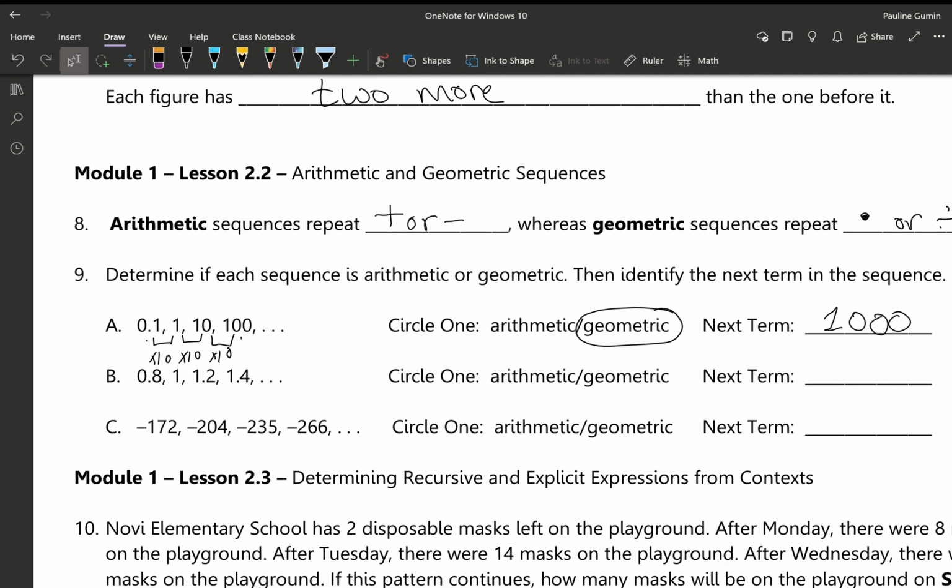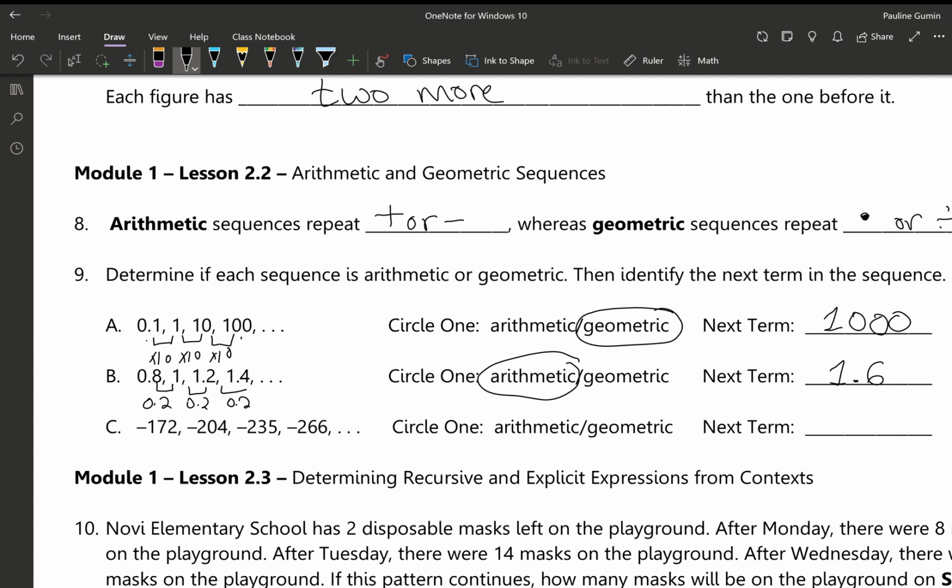Letter B, 0.8, 1, 1.2, 1.4. Now, once again, these are getting larger, but in much smaller increments. So that tells me it's arithmetic. Addition also makes things larger, like multiplication can, but addition makes it larger in smaller increments. So the question is, what am I adding each time? Well, I'm adding 0.2 each time. So the next term would be 1.6.